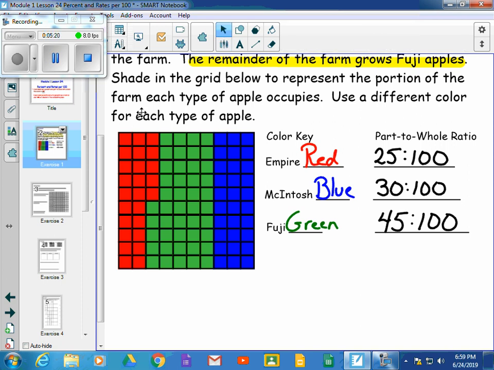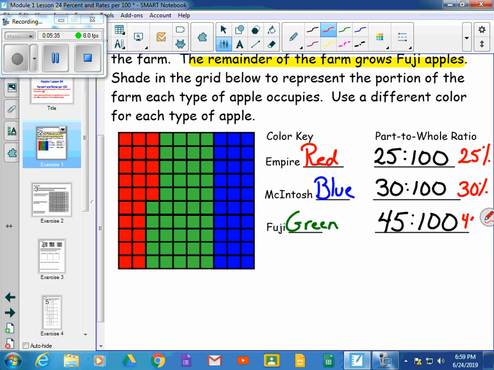The last thing I want to mention is the percents that each would be. The red would be 25% of the farm, because 25% means 25 out of 100. The blue, 30%, and the green, 45% of the farm.